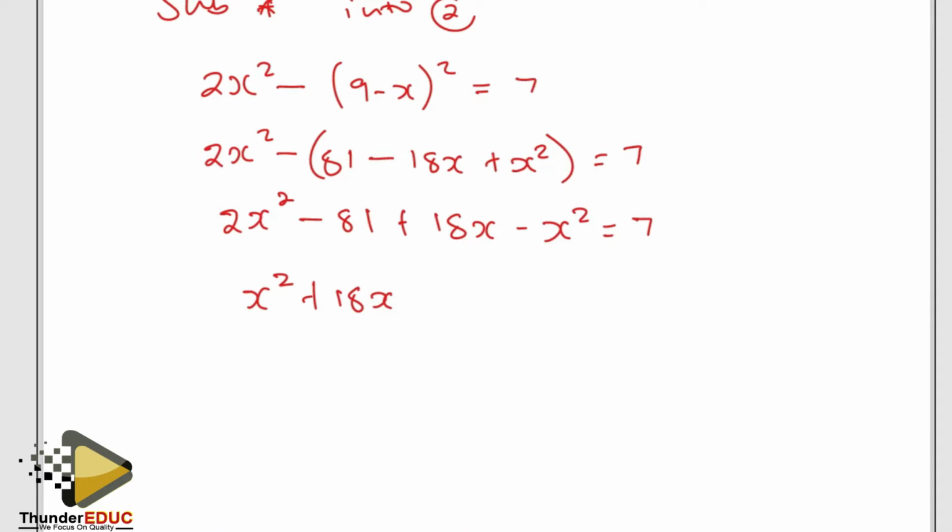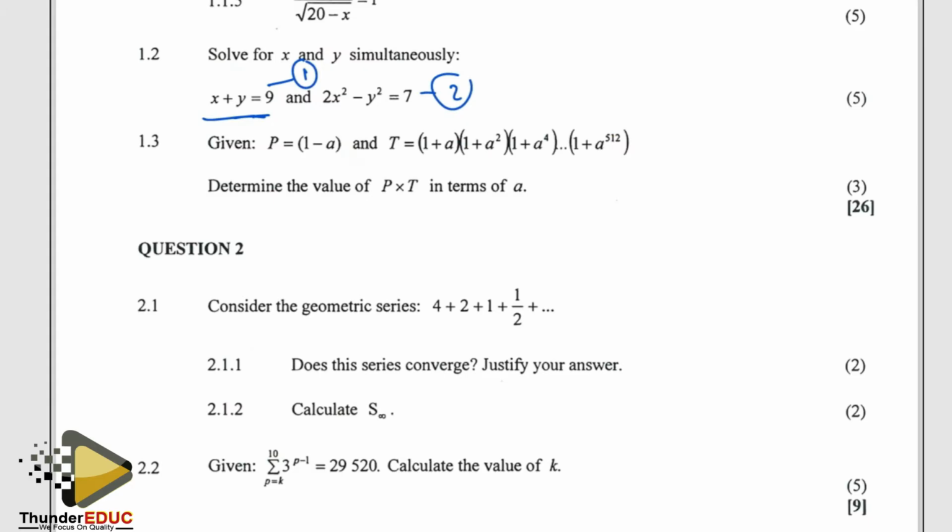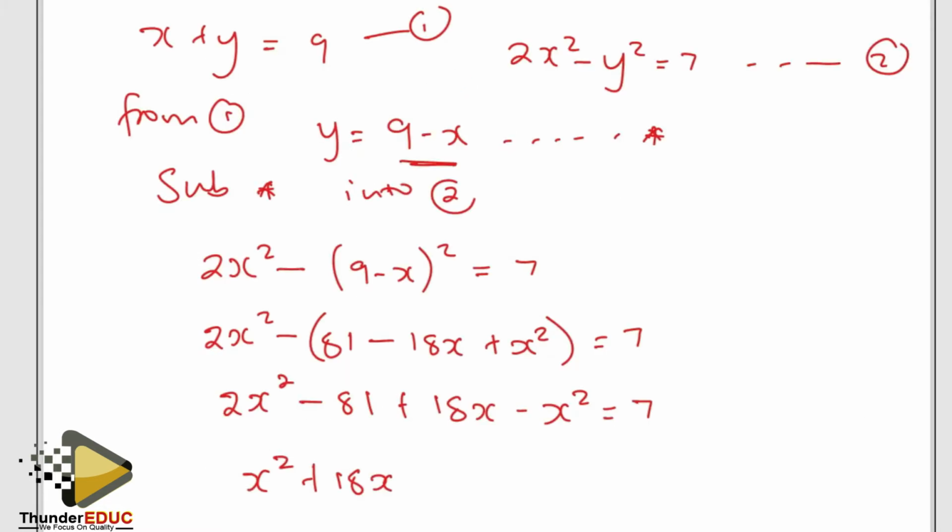Am I on the same track? Are we on the same? There's something we missed out. There's a 2 in front of the y. Where is it? Why am I just saying y squared? No, there's no 2. It's just 2x squared minus y squared. Perfect. 2x squared minus y squared.